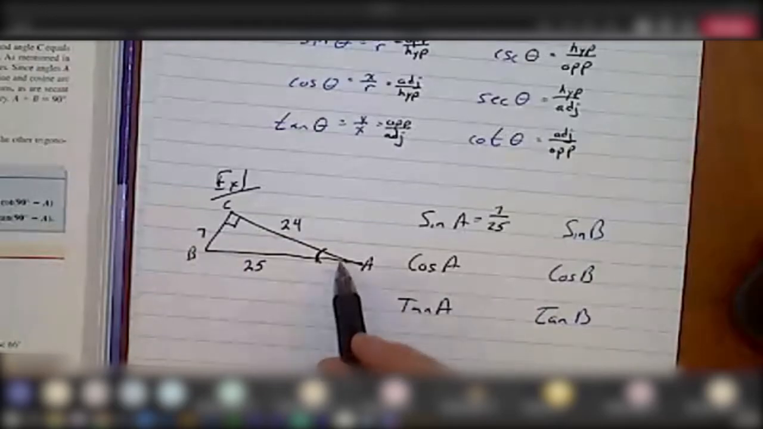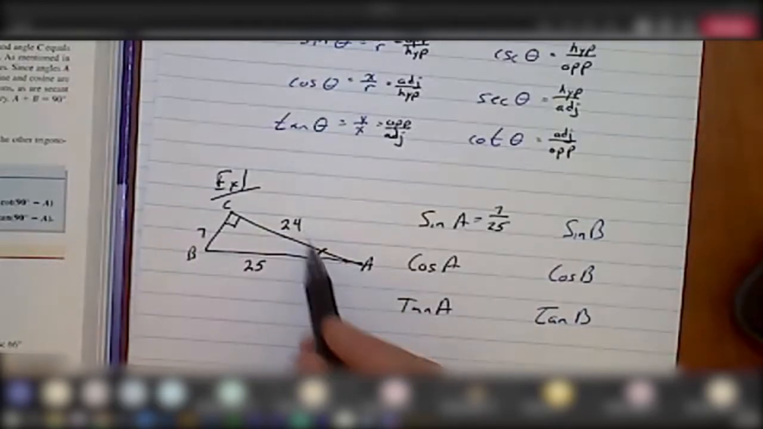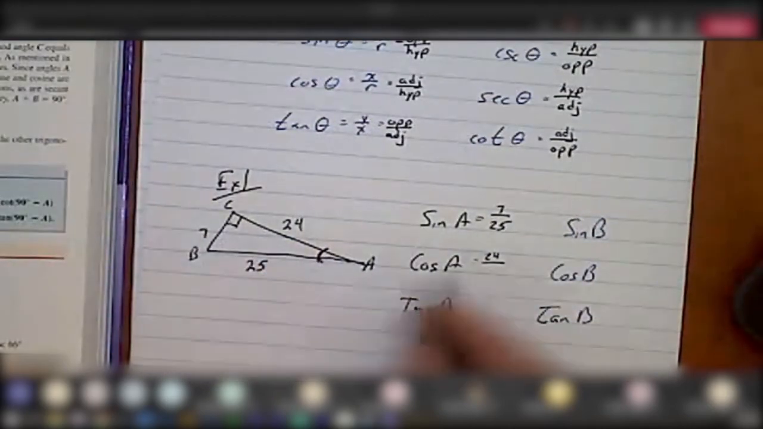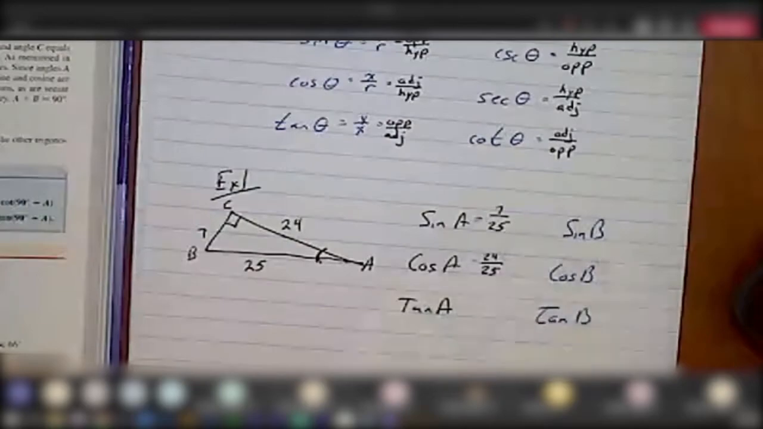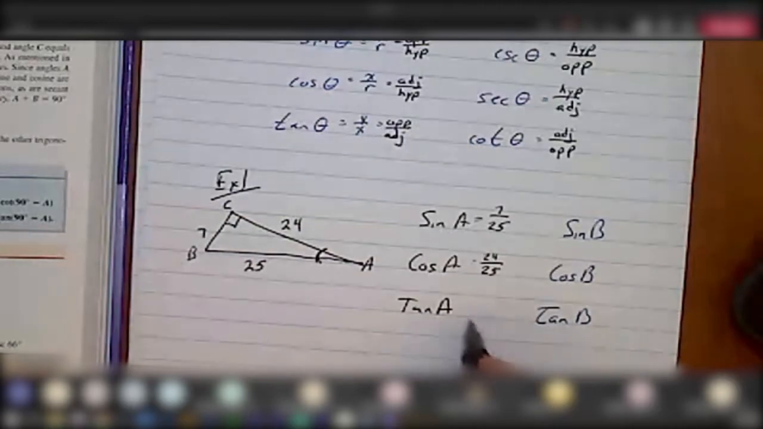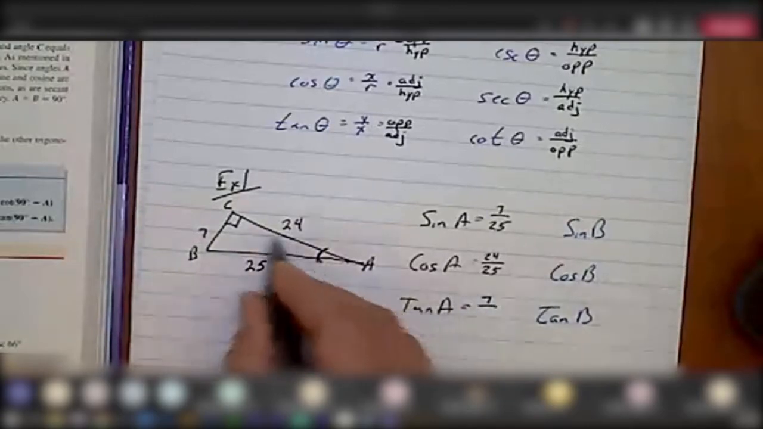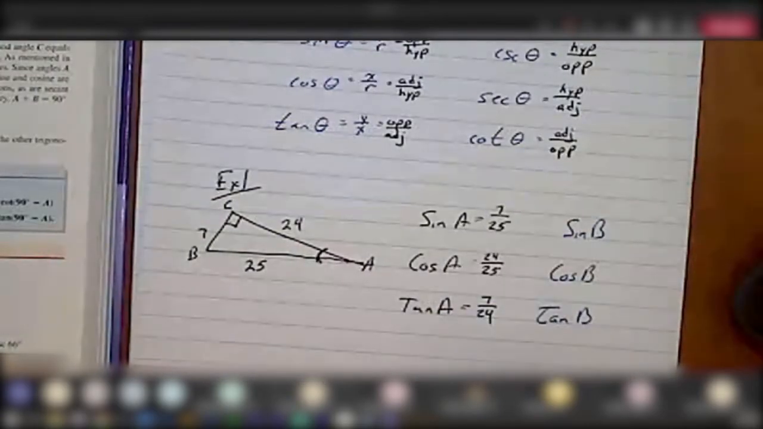Cosine of angle A is now the adjacent leg, which is 24, over the hypotenuse, which is 25. And then tangent for angle A. Tangent is the opposite leg, which is 7, over the adjacent leg, which is 24. Anybody have a question on those? It's really not that hard, right?